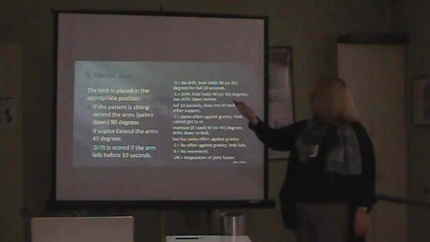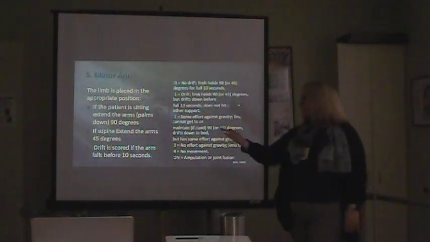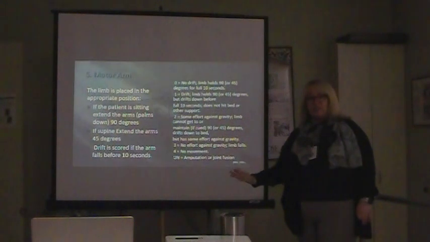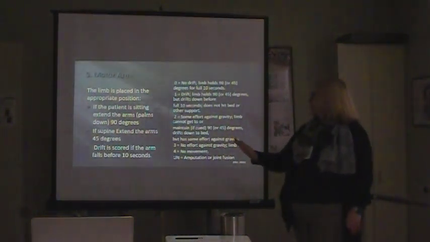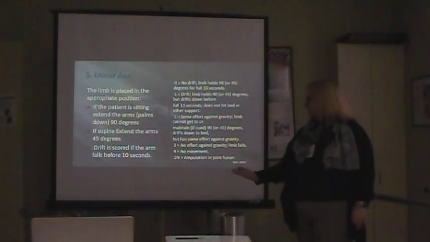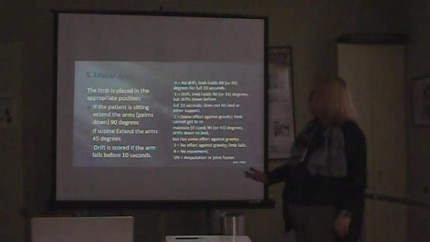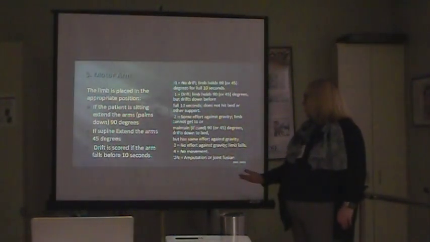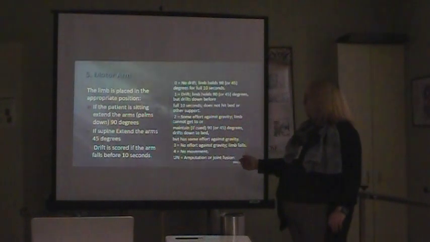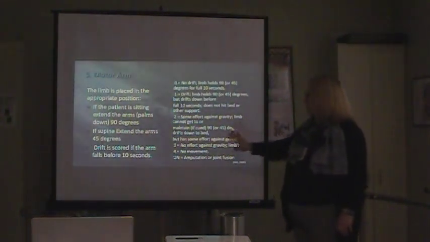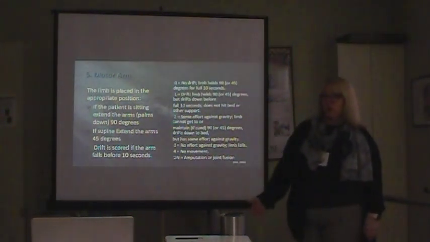A 2 is they have pretty good effort against gravity, but they usually have a more significant drop. It usually drifts down toward the bed, but they're struggling really hard to keep it off the bed, and they usually do pretty well to keep it off for the full 10. And then a 3 and a 4. This is usually tough for people, but 3s and 4s hit the bed really quickly.